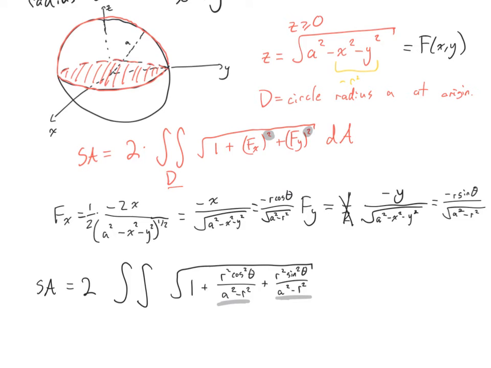And my dA term is now going to become r dr d theta. And I'll fill in my bounds for the disk. So theta is going from 0 up to 2 pi, no surprises there. And r starts at 0, and it's a disk of radius a, so it goes up to a. Again, a is just some constant.